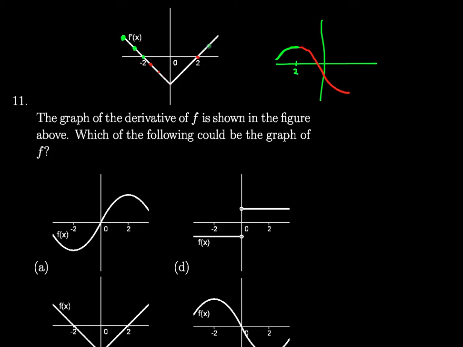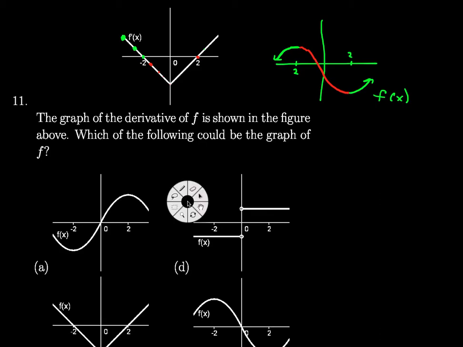And then after 2, you can see that the derivative is becoming positive, which means that my original function should start sloping up again. So I know that something like this will have to be the graph of f of x. I don't know where it starts. This graph here only tells me about slopes, but the slopes have to look like this. And so let's just go through our choices and see which ones are possible and which ones are not.